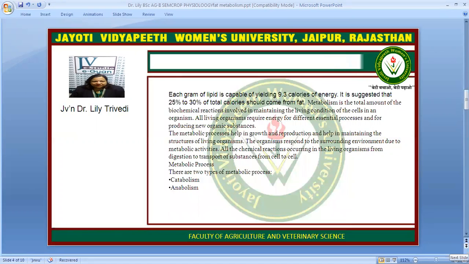Metabolism is the total amount of biochemical reactions involved in maintaining the living conditions of the cell in an organism. Now, all organisms require energy for essential processes and for producing new organic substances. The metabolic process helps in growth, reproduction, and maintaining the living structures. All chemical reactions occurring in the living organism, from the digestion to the transport of substances from cell to cell. Now, there are two types of metabolic processes, catabolism and anabolism.